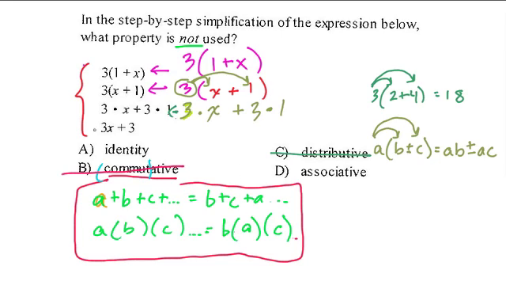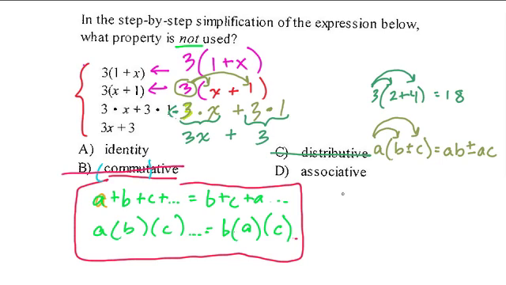And now, what's this? Well, it says 3 times x plus 3. Okay, well, what are we doing there? Well, really, we're simplifying these two terms right here. So instead of 3 times x, we get 3x. So we're multiplying those two. And then 3 times 1, we get 3. And then we're going to add them. So what property is that? Well, let's look at these two properties that are left. We have the identity property and the associative property.